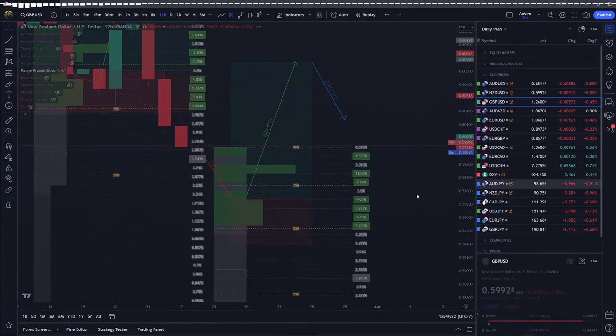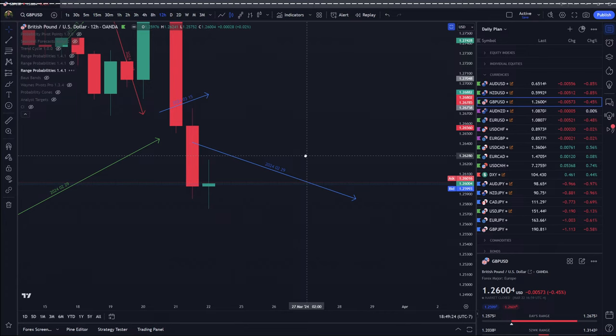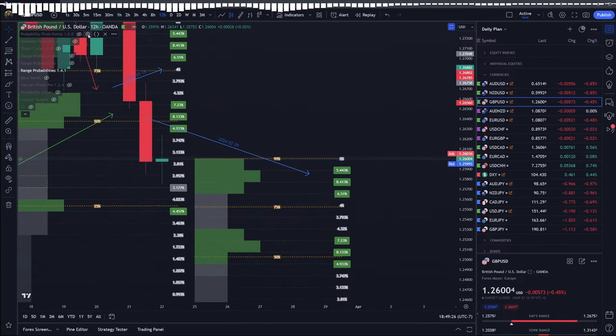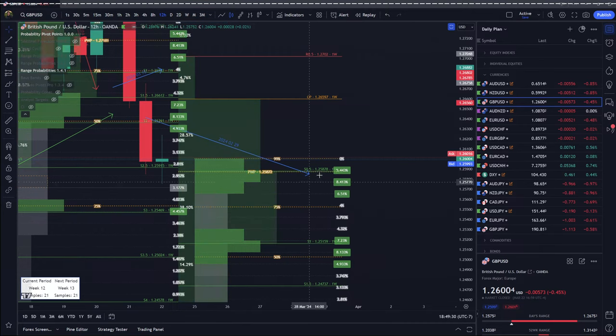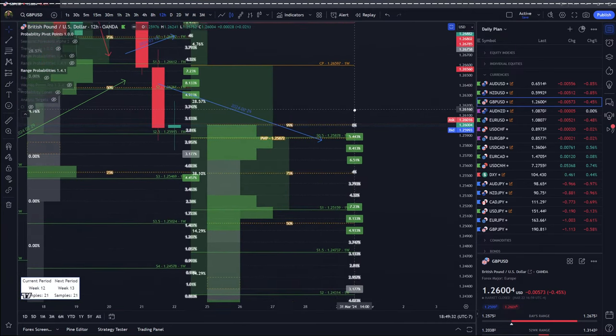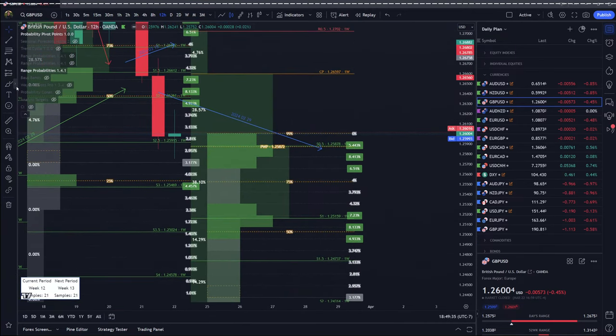Okay, let's move on. Check out the pound. Let's go ahead and look at the low odds here. Yeah, so it's essentially pick your poison. Low off the start of the week, effectively, or low down here.